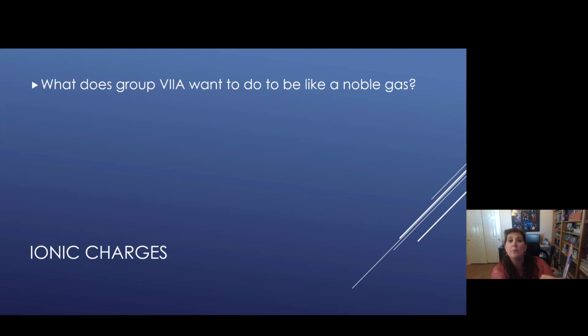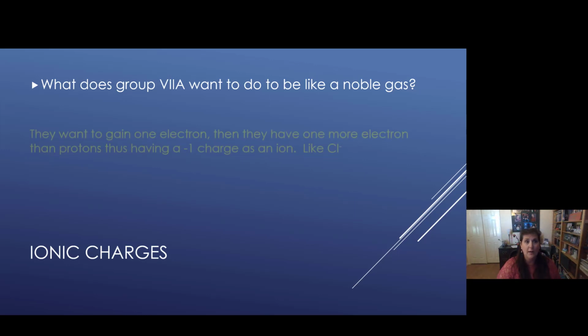Column 7 is the fluorine, chlorine, bromine column. They have s2p5 configurations, so close to 6. What do they want to do? They want to be like a noble gas. They're s2p5, and they want to be s2p6. So are they going to gain an electron or lose an electron to go from 5 to 6? Going to gain, right? They're going to gain an electron. So everything in column 7A wants to gain 1 electron.